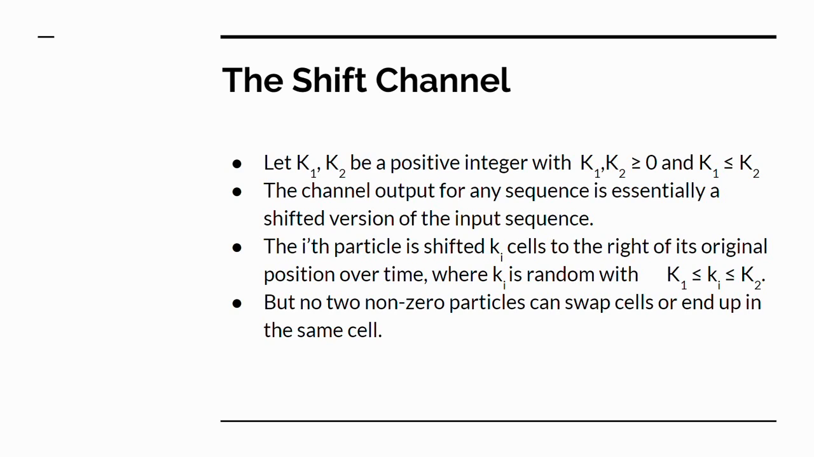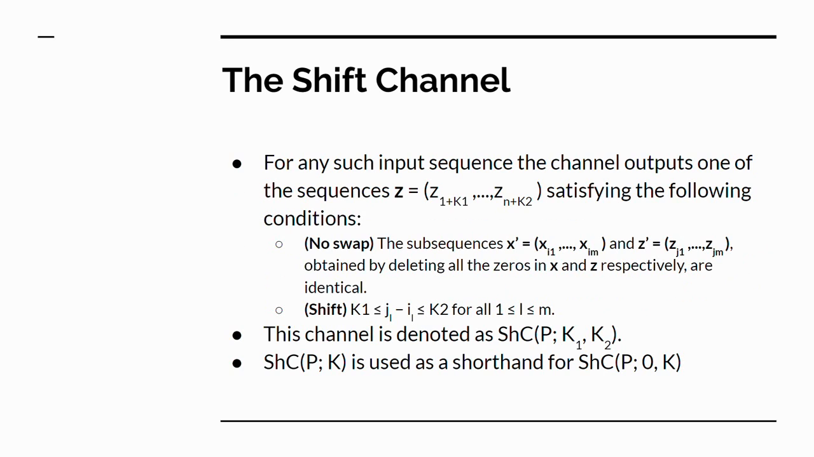And one of the properties of the shift channel is that two non-zero particles cannot swap the cells or end up in the same cell. So essentially, the input sequence and output sequence that's obtained by deleting all the zeros are identical, and the amount of shift a particle undergoes is constrained by k1 and k2. So the notations for denoting such a shift channel is provided in the slides.